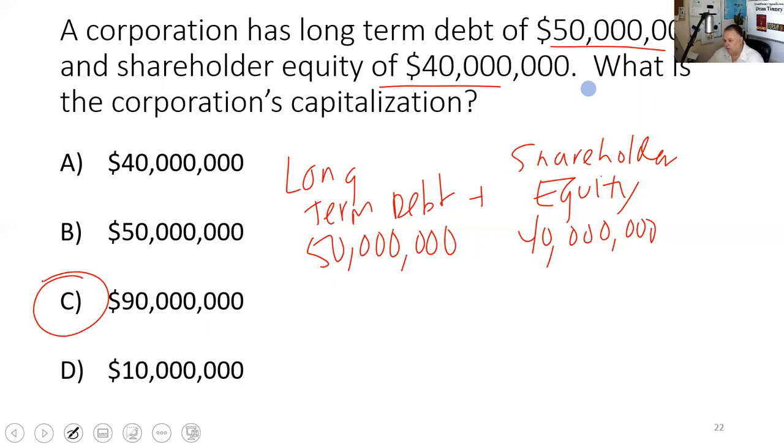Now, a couple things about this. If you want to compete with this corporation and have the same financial resources they have, you're going to need $90 million. Sometimes that can become a competitive issue. And then, how much of that is debt versus how much is equity? Again, that could be a solvency issue.